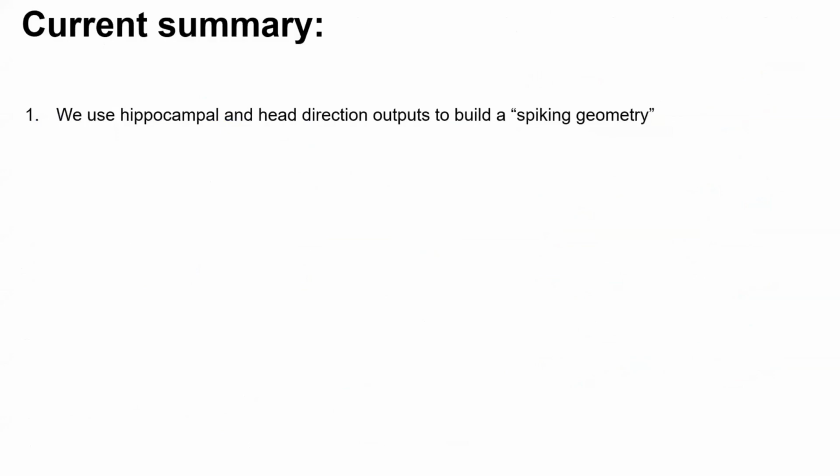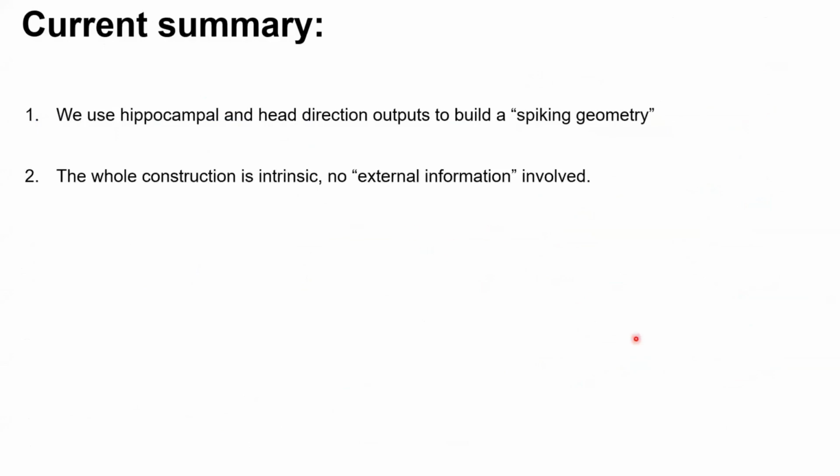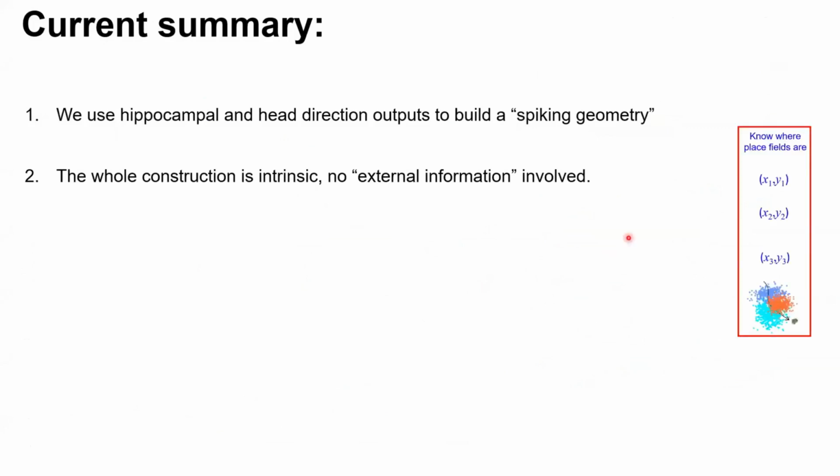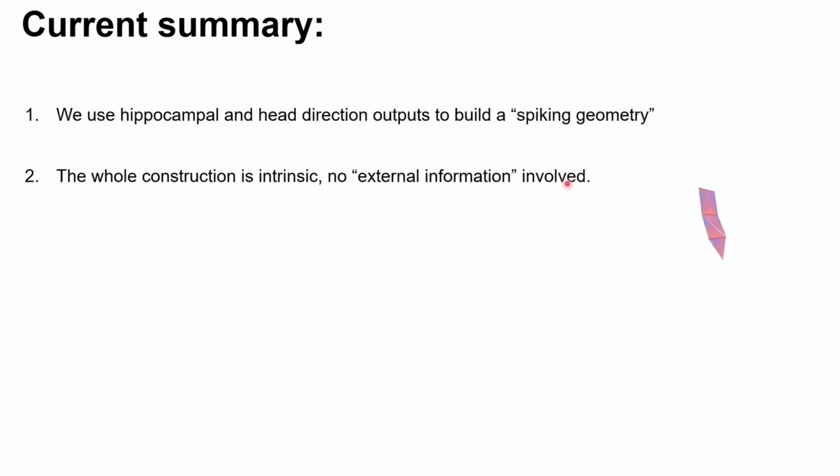Now, I would like to summarize at this point what we've done so far. We used hippocampal and head direction outputs to build a kind of spiking geometry, and the whole construction was purely intrinsic. We never used external information as we did this, because if you remember my rant about how place fields and external information are bad, we actually never used external information to build this. The whole thing was built only on analysis of simplexes and simplicial sequences, and so forth, right?